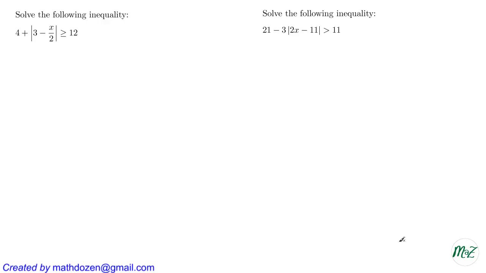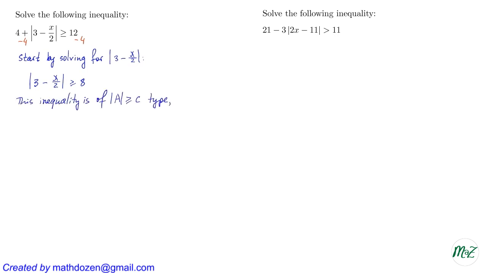So starting with the inequality on the left, we see that it's not yet solved for the absolute value, so that's what we start with. I'm going to solve for the absolute value of 3 minus x over 2. So we subtract 4 from both sides, and we're looking at the absolute value of 3 minus x over 2 being greater or equal than 8.